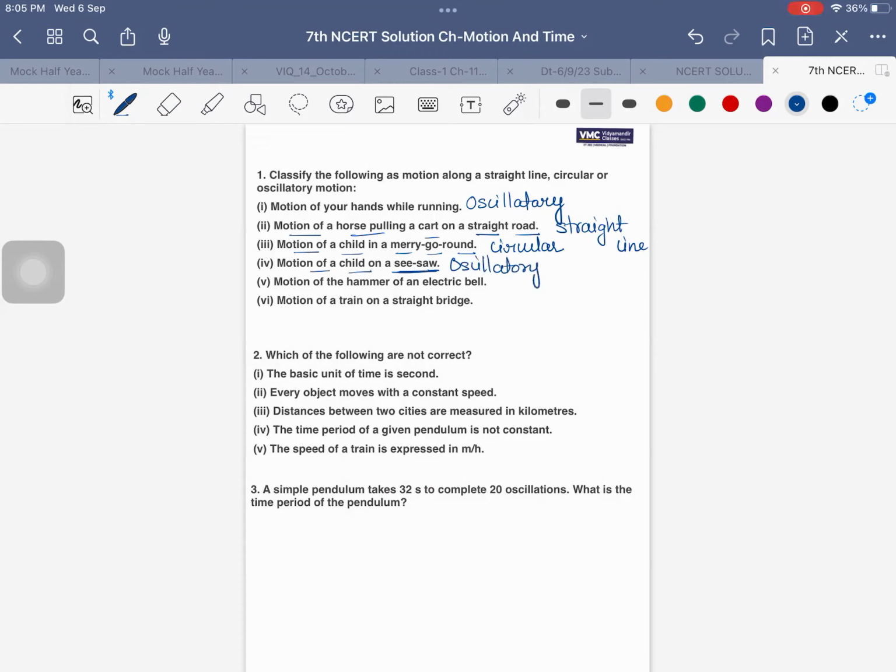Motion of the hammer of an electric bell. It's again to and fro. So it's oscillatory. Motion of a train on a straight bridge. So it is straight line.